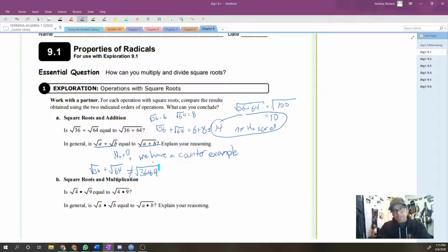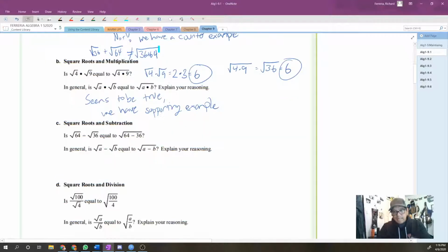Does the same thing work for multiplication, though? Let's try multiplication this time. Since we got started on that talk of counterexamples, a supporting example maybe lends strength to the hypothesis, but it doesn't prove the hypothesis. So we're not sure that radical a times radical b is the same thing as radical of a times b. But we have some evidence to suggest that it is true.